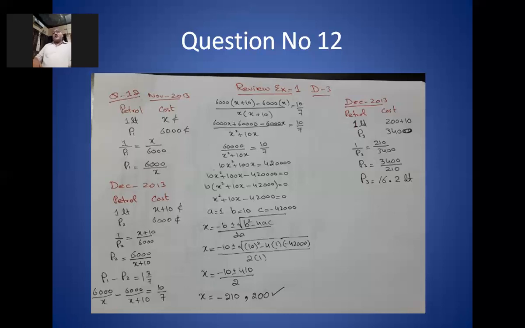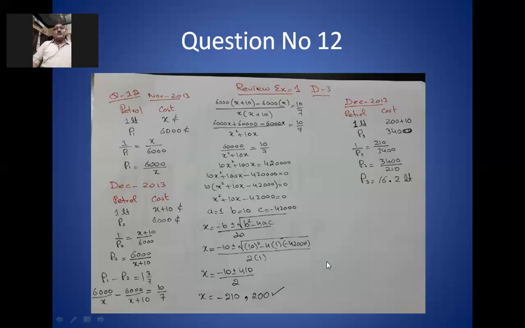Now you see here we will have two options. The first option: in your calculator, you will write minus 10 minus 410 equals, divided by 2, equals. That will give you an answer of minus 210. The second option: you write minus 10 plus 410 equals, divided by 2, equals, and you will get 200. Because x was the cost in cents of 1 liter of petrol, that cannot be negative. So this value will be neglected, and this is the value.